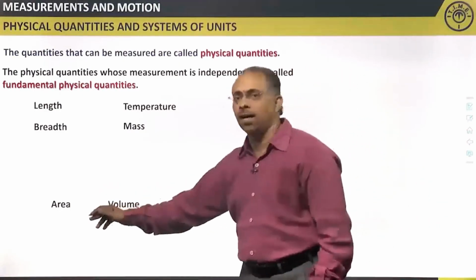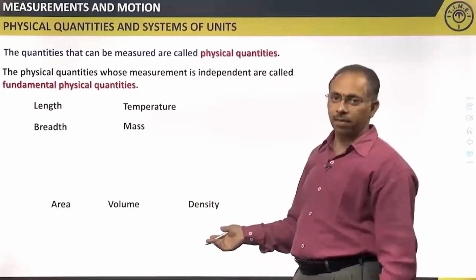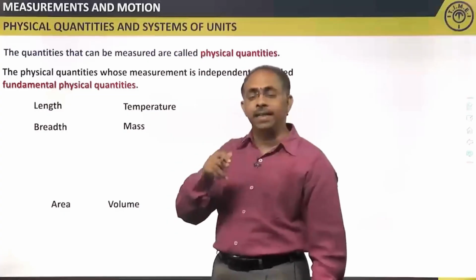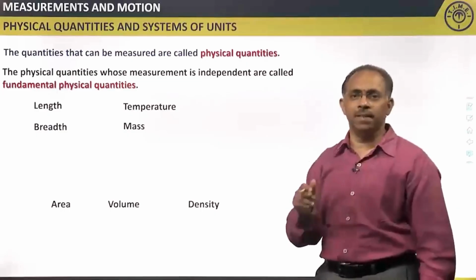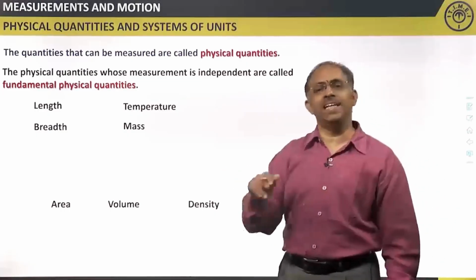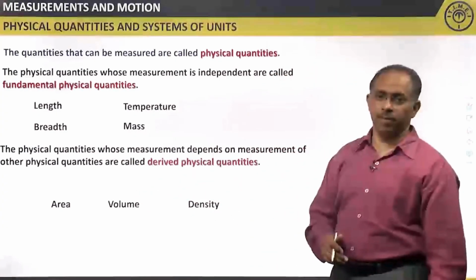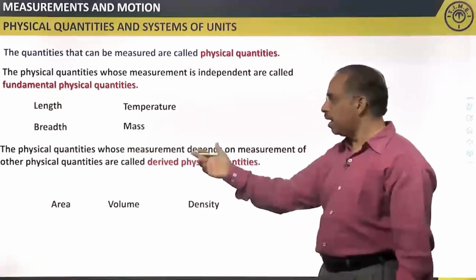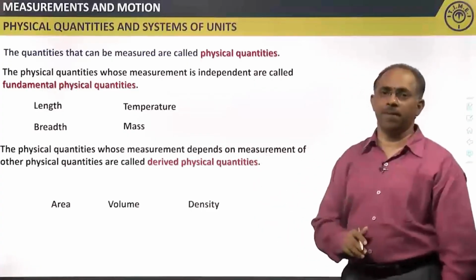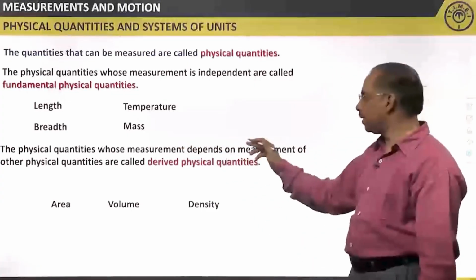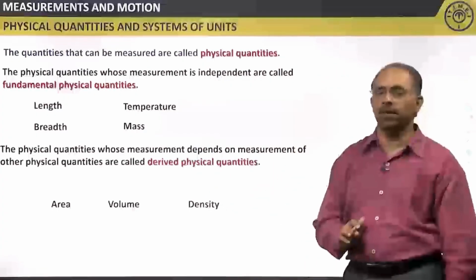But when you consider area, volume, density, and so many others like this, if I want to measure area, I need to depend on two things. One is the length of the body, another is the breadth of the body. Then only will I be able to calculate the area of the body, right? So that is one thing. Similarly, volume is the same thing. So now we'll define what are called derived physical quantities. All these three will come under this category. Physical quantities whose measurement depends on the measurement of other physical quantities are called derived physical quantities.